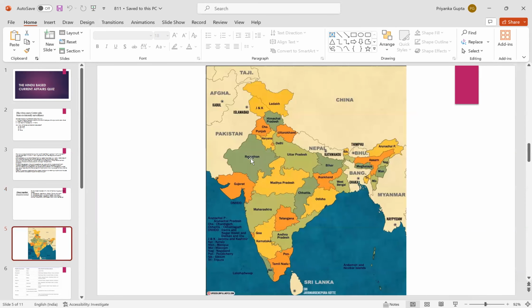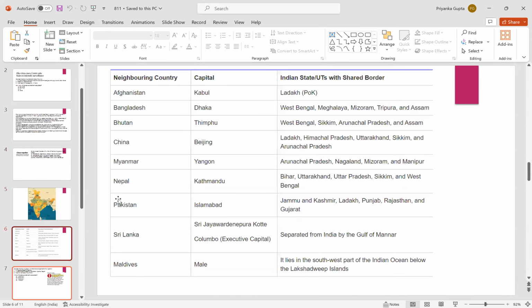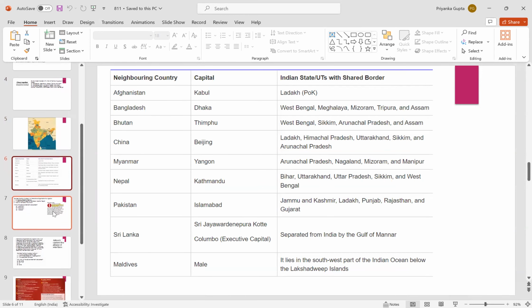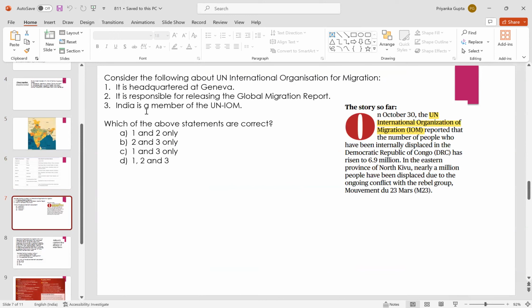So you have to find that out. Go through the map. I have actually provided the list for your convenience, so just go through the list as well. All right, moving to the next question.